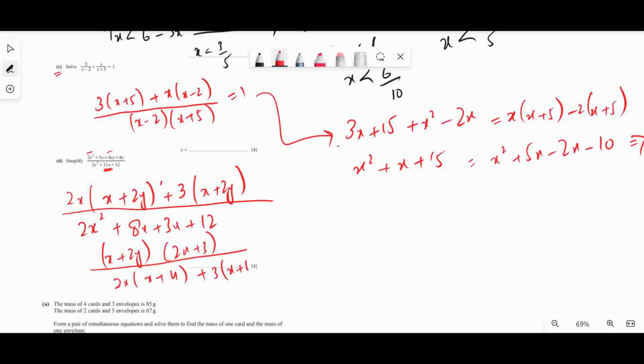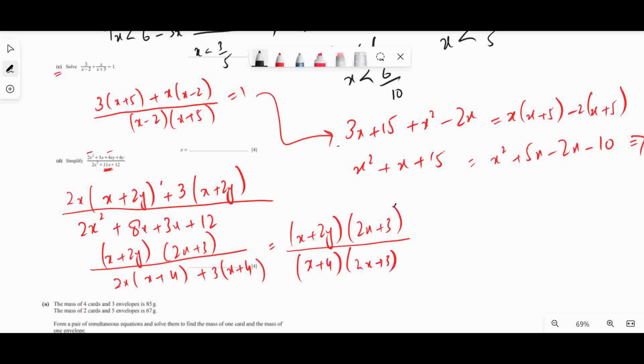So x plus 4. Now this will be x plus 2y into 2x plus 3, whole divided by x plus 4 into 2x plus 3. So we can cancel out these two. So this will be equal to x plus 2y divided by x plus 4. This will be the final answer.